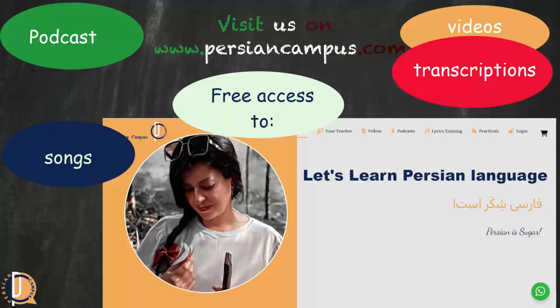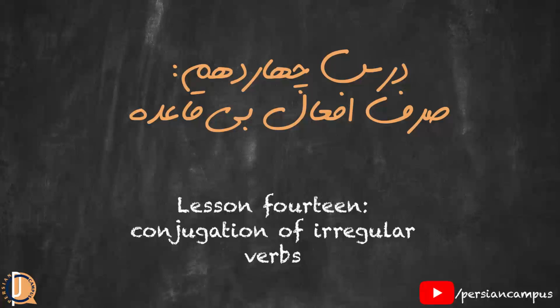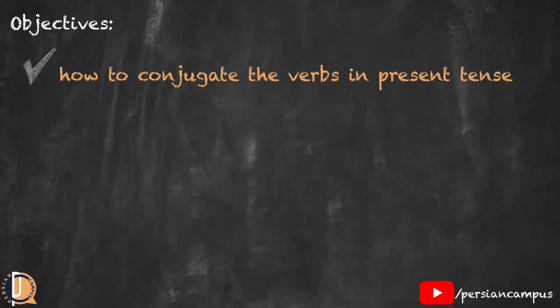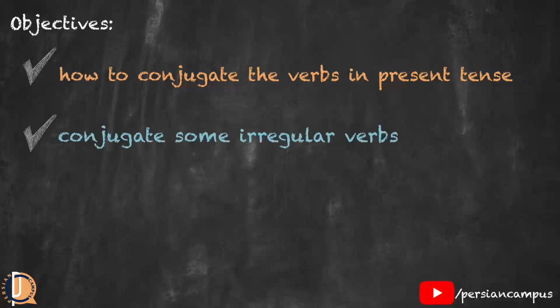So let's begin. درس 14 صرف افعال بی‌قاعده. Here are our learning objectives. We will first learn the basic conjugation rules about verb conjugation in present tense. Then we conjugate some irregular verbs and finally we do a small exercise.